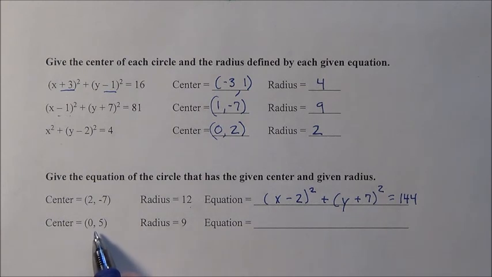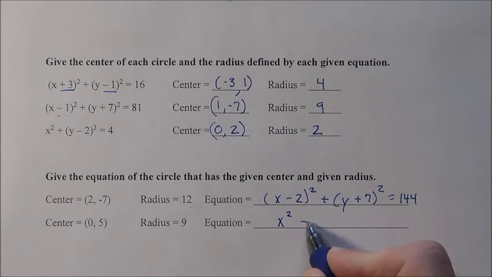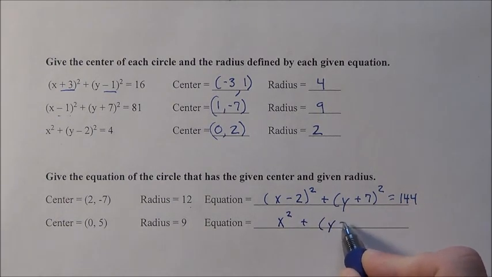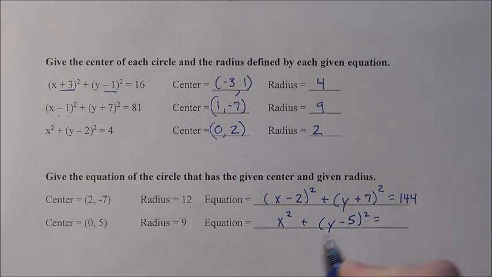On this one, the center is 0. So that's x minus 0, which we just write as x squared, plus y minus, and the values of 5 there, squared, equals the radius squared. 9 squared, which is 81. There are examples of our equation of a circle with the given radius.